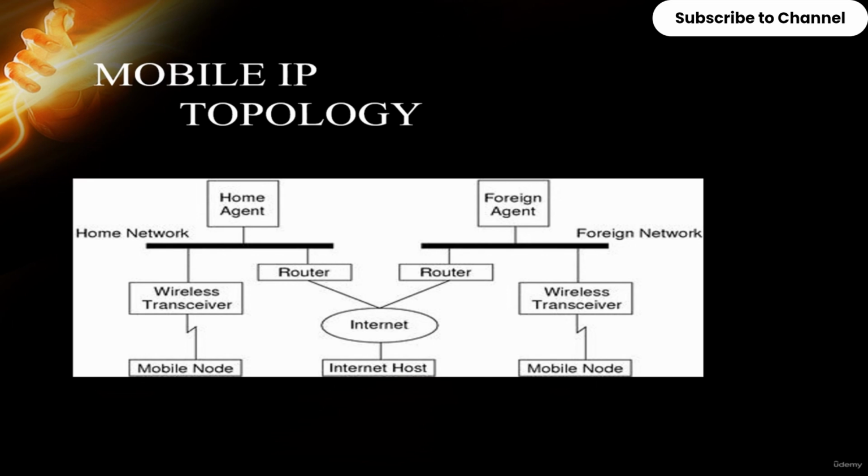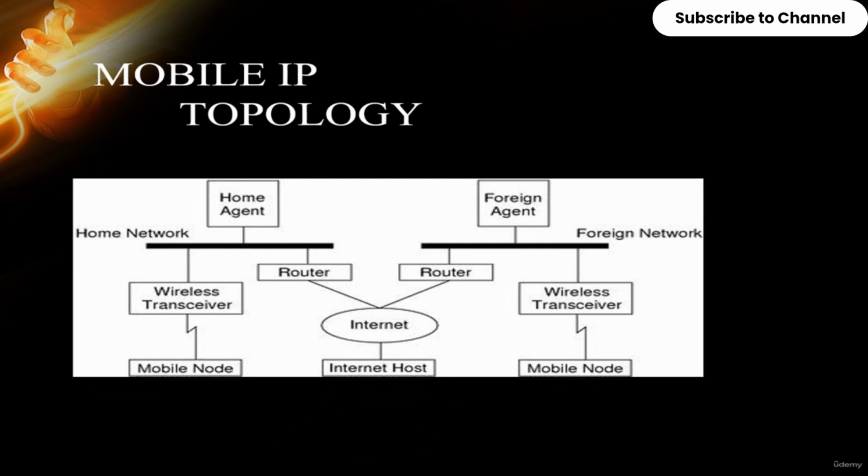Here you can see, imagine this is your house and this is the college or the hostel, or even a lodge or some place you are visiting. This is the home network. The home network maintains a home agent. Here you can see the mobile IP topology. The internet host and the mobile host, this mobile node, use the mobile node's home address, and that will be maintained by the router.